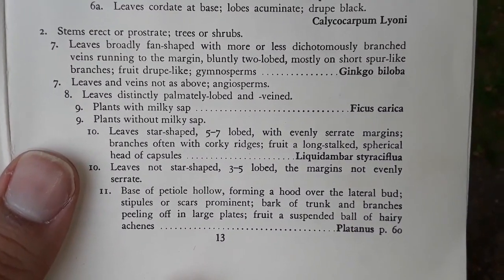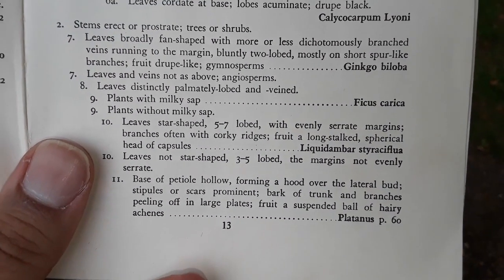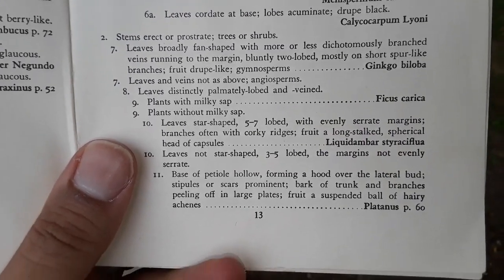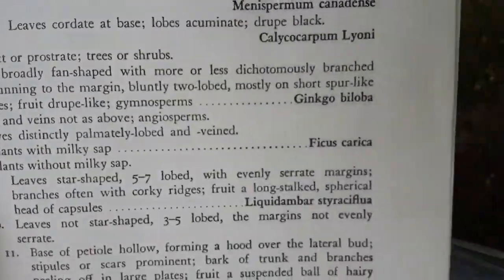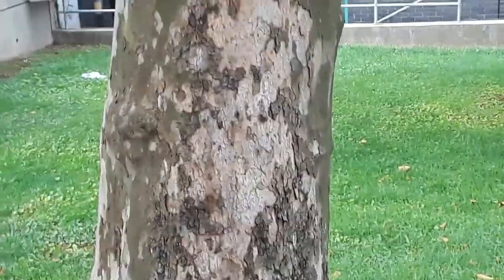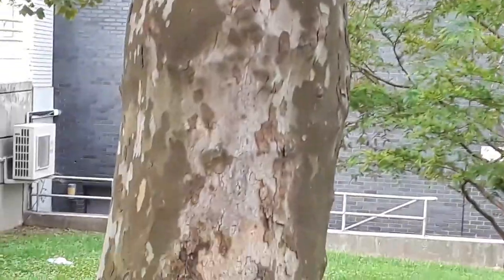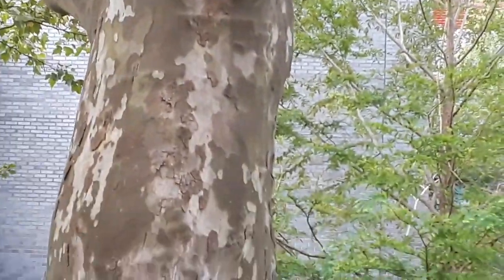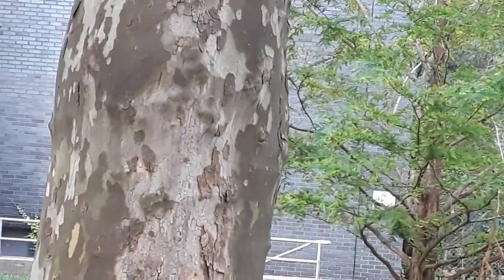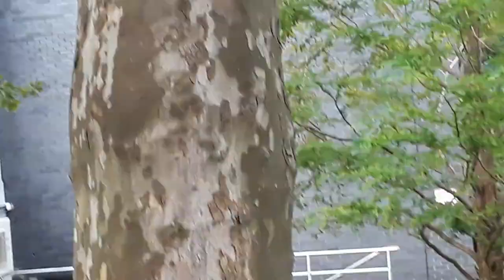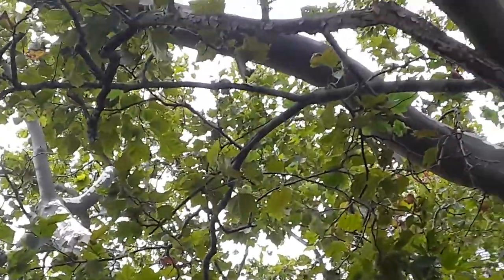Bark of trunk and branches peeling off in large plates. Fruit, a suspended ball of hairy achenes. You know, the little itchy balls you guys used to play with when you were kids, hopefully. It's Platanus. So here's the base of the trunk, and you can see it's got that mottled look, like camouflage, because it peels. Now I can't seem to find any of the fruit on these trees here on campus. Maybe it's a bad year for them, or who knows what.